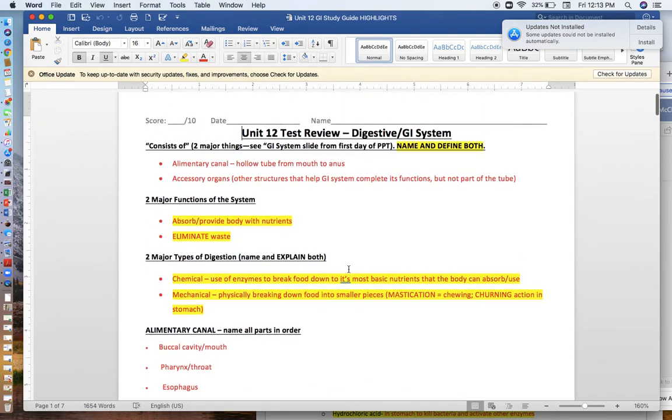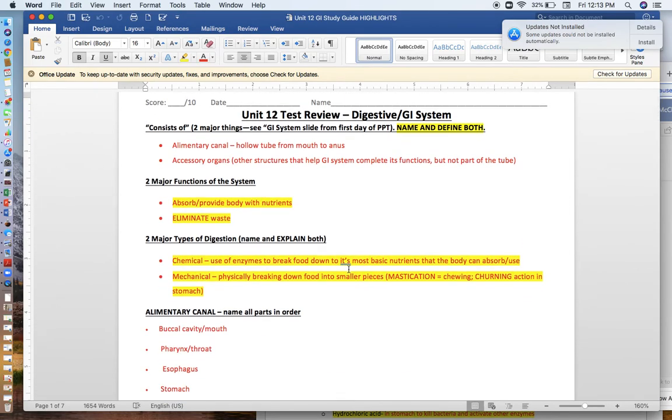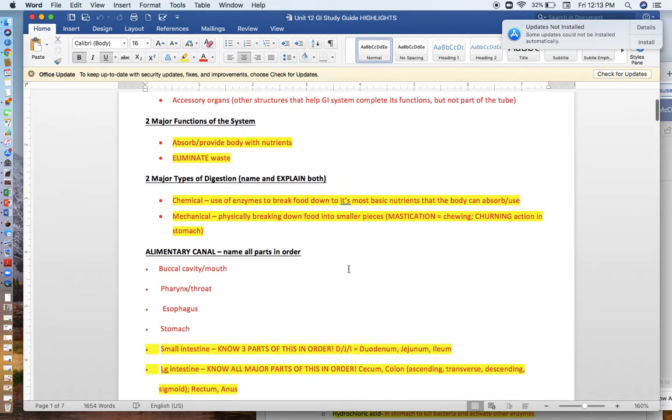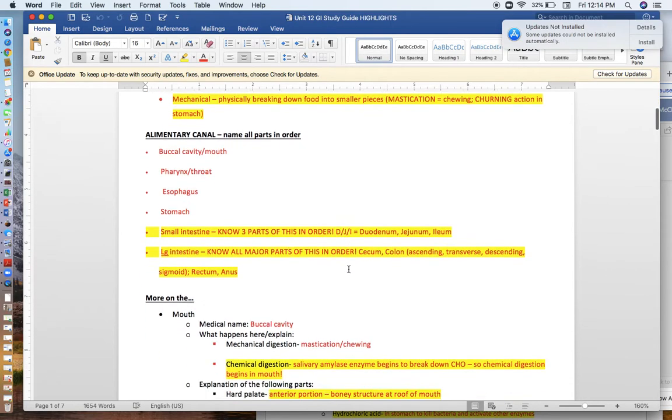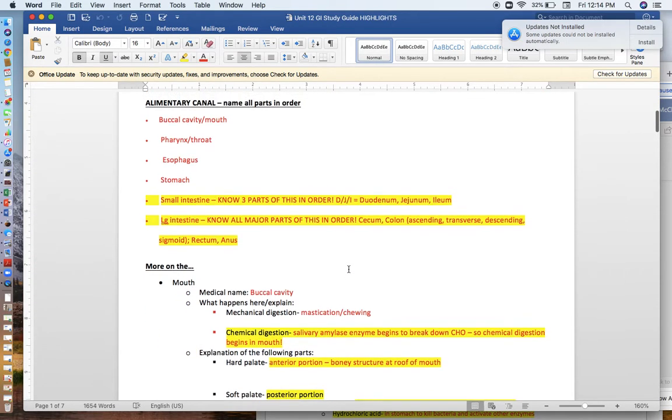So let's focus on the alimentary canal, which is that big long tube that's totally connected from one end to the other. So the buccal cavity or the mouth connects to the pharynx or the throat. The pharynx connects, if we're going down the GI tract, to the esophagus, which connects to the stomach. The stomach will empty into the small intestine. The small intestine enters into the large intestine. We'll talk about this a little bit later, but it is important that you know the parts of the small intestine and the parts of the large intestine as well.